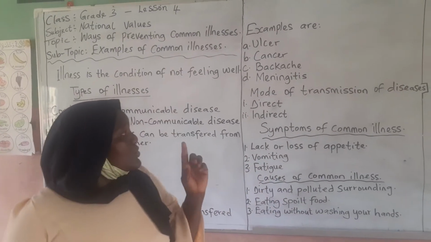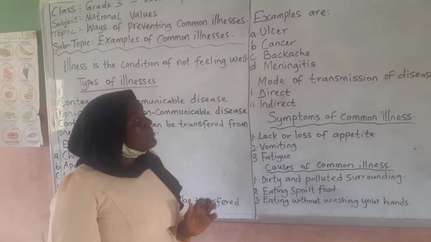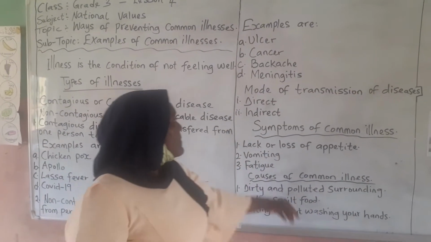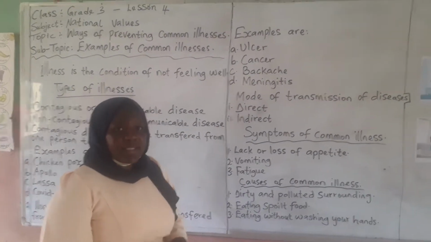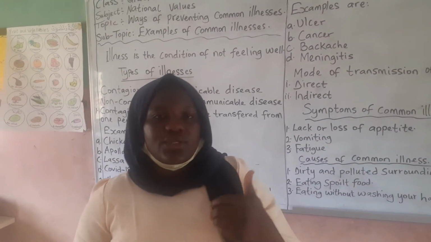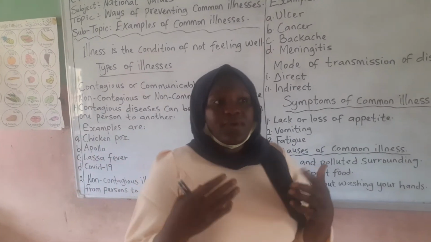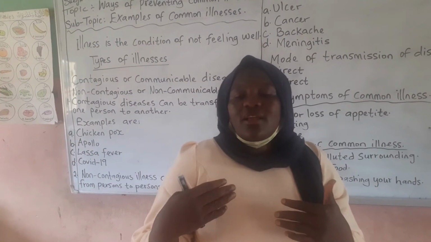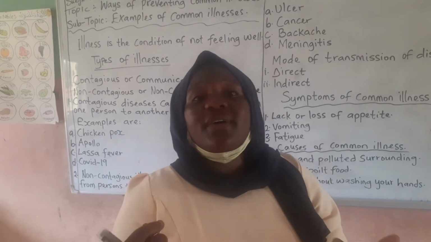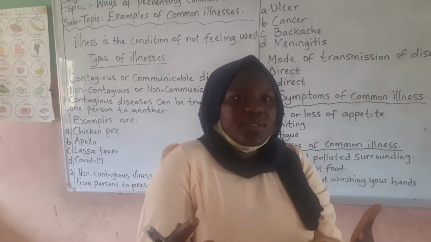Diseases can be transmitted either directly or indirectly. Direct is when it's transferred from one person to the other. Maybe, for example, COVID-19, that it's transferred through saliva when you are close to the person.